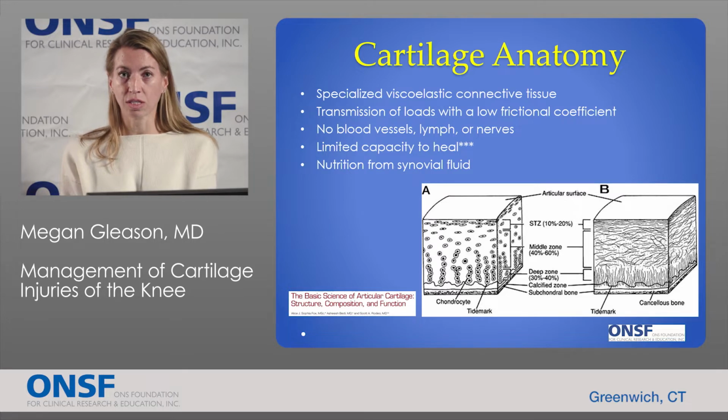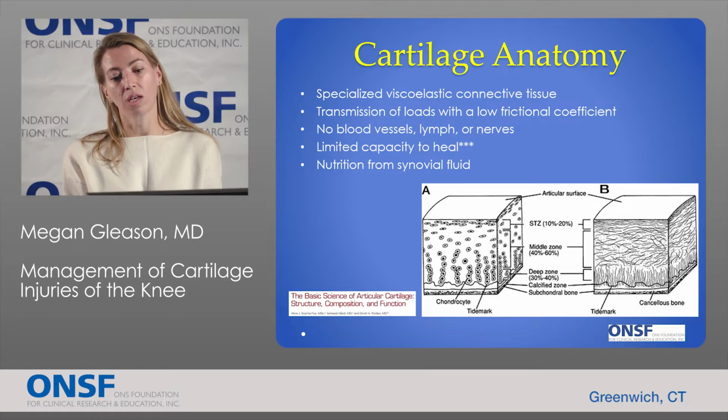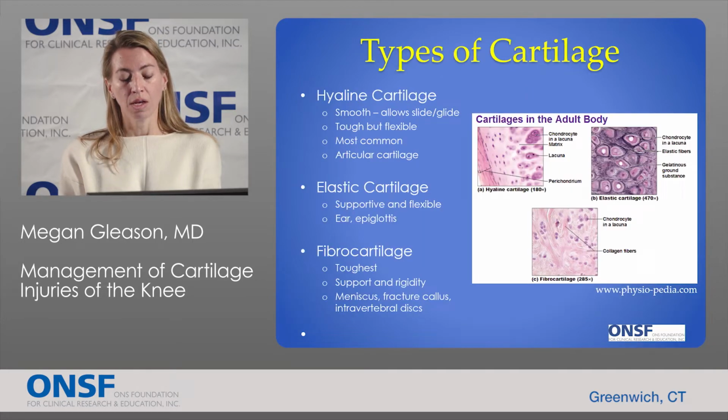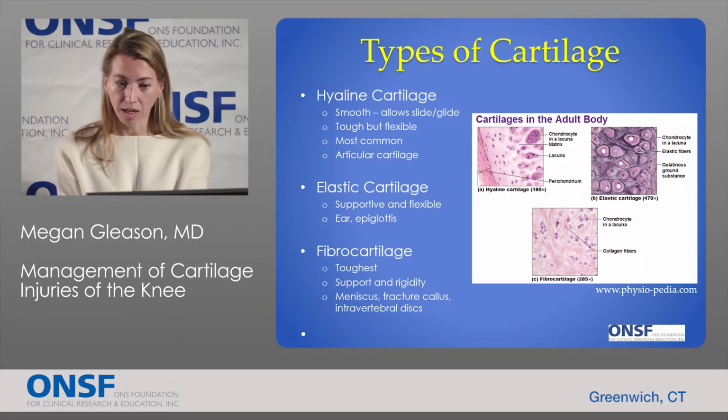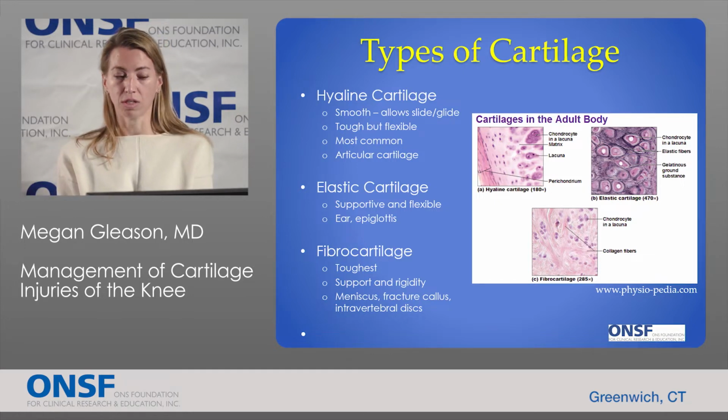Cartilage gets its nutrition specifically from the surrounding synovial tissue, or synovial fluids, and so we are very reliant on having a good supply of synovial fluid to allow cartilage to both heal and to grow. There are different types of cartilage throughout the body. The three that I'm going to talk about here are hyaline cartilage, elastic cartilage, and fibrocartilage.